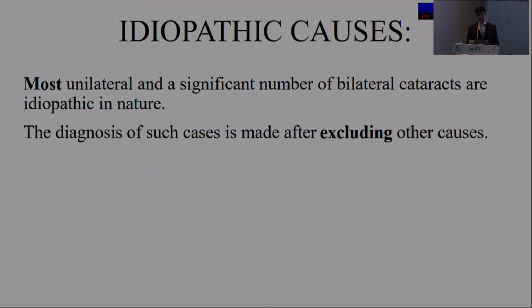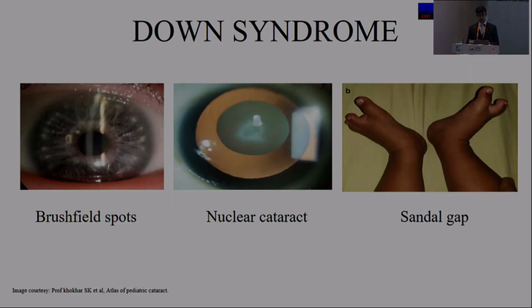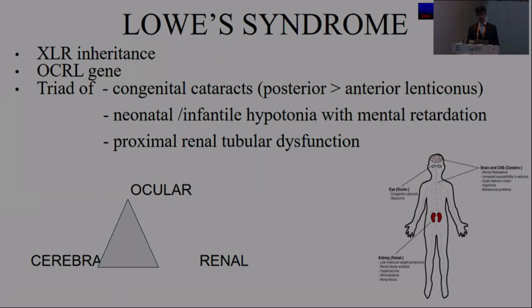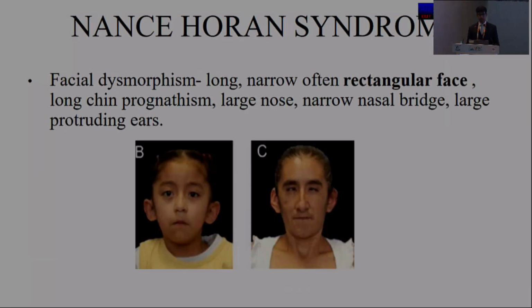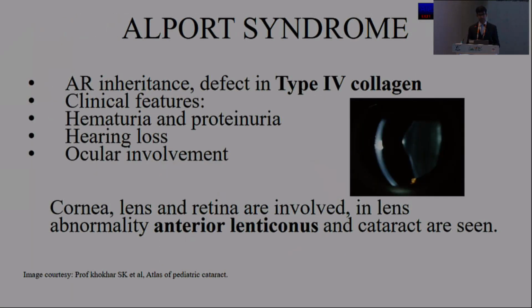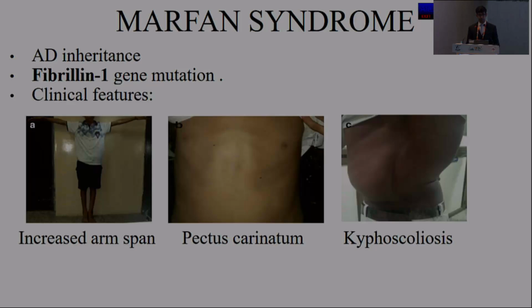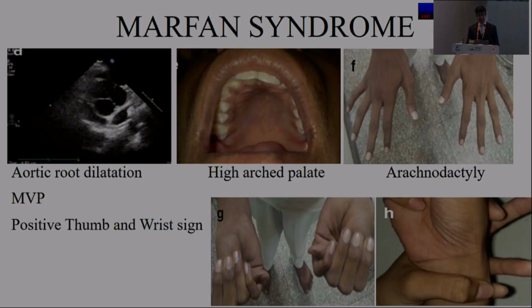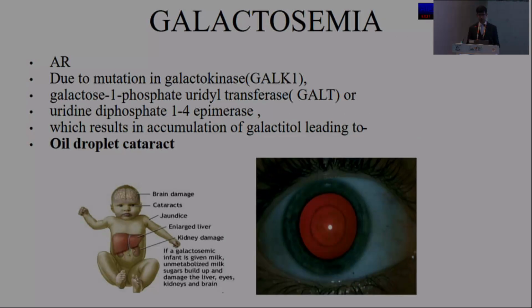As for the etiology, most of them are idiopathic. Hereditary causes include Down syndrome. These are a few other ocular features like Brushfield spots which can be noted in them. Lowe syndrome is also associated, and Nance-Horan syndrome, where we see long rectangular faces. Alport syndrome is associated with anterior lenticonus, and Marfan syndrome is usually associated with subluxation of the lens with increased arm span, pectus carinatum, aortic root dilatation, high arched palate, long slender fingers, and the revised Ghent criteria has been used to diagnose Marfan syndrome.